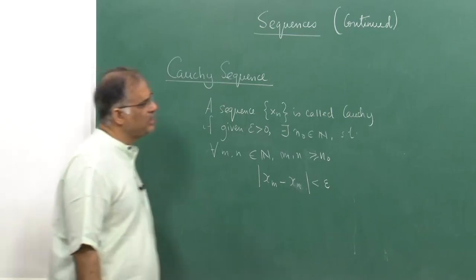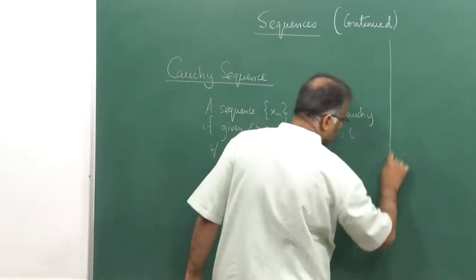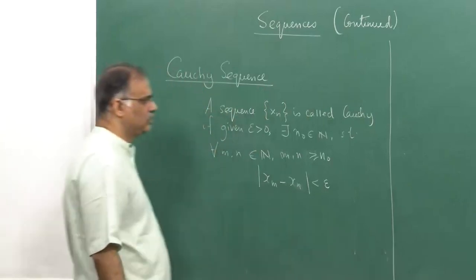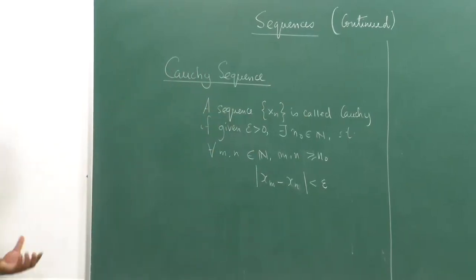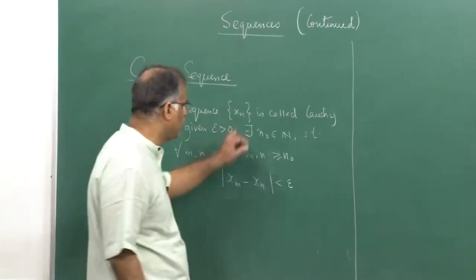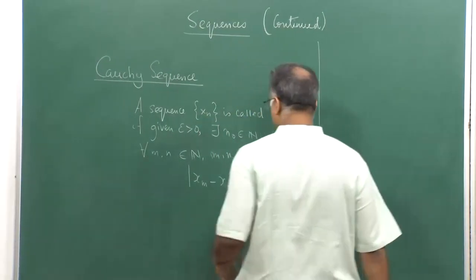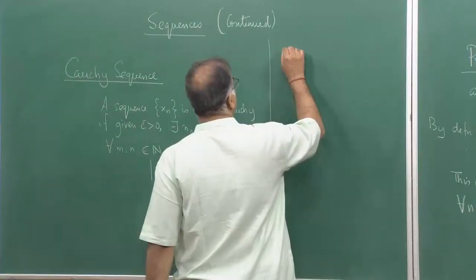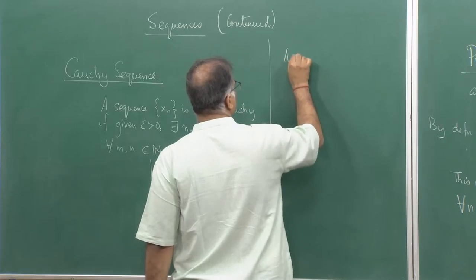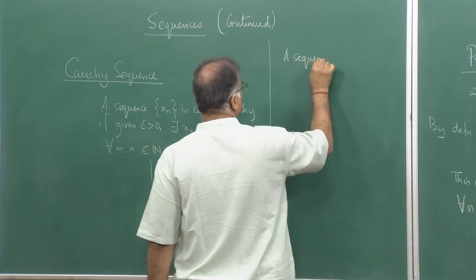So, one of the major results of real analysis, when you are just looking at one variable functions, or just numerical sequences, is the following: a sequence xn converges if and only if it is Cauchy.